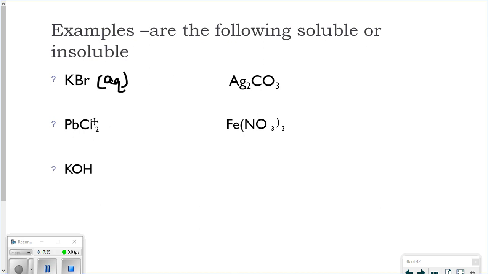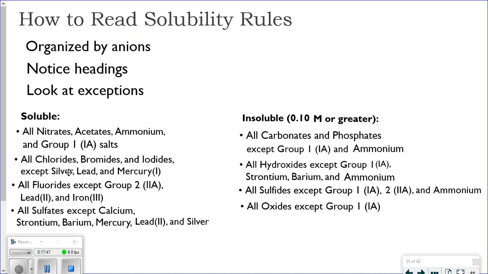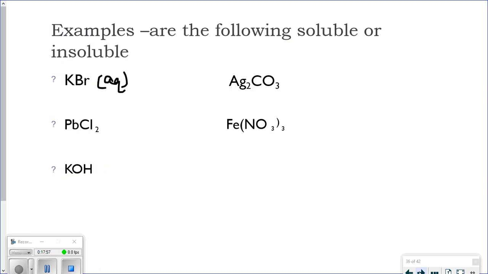Let's look at lead 2 chloride. We want to look at the rule for chlorides. So chlorides are soluble, so aqueous, but lead is an exception. So it's going to be the opposite of the rule. So that will end up being a solid.